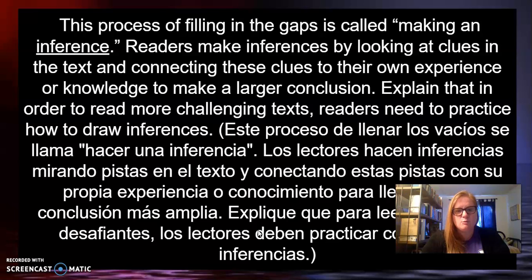In order to read more challenging texts, readers need to practice how to draw inferences. Now, when I'm talking about drawing, I'm not talking about drawing. Drawing an inference means making a guess in your mind, okay?